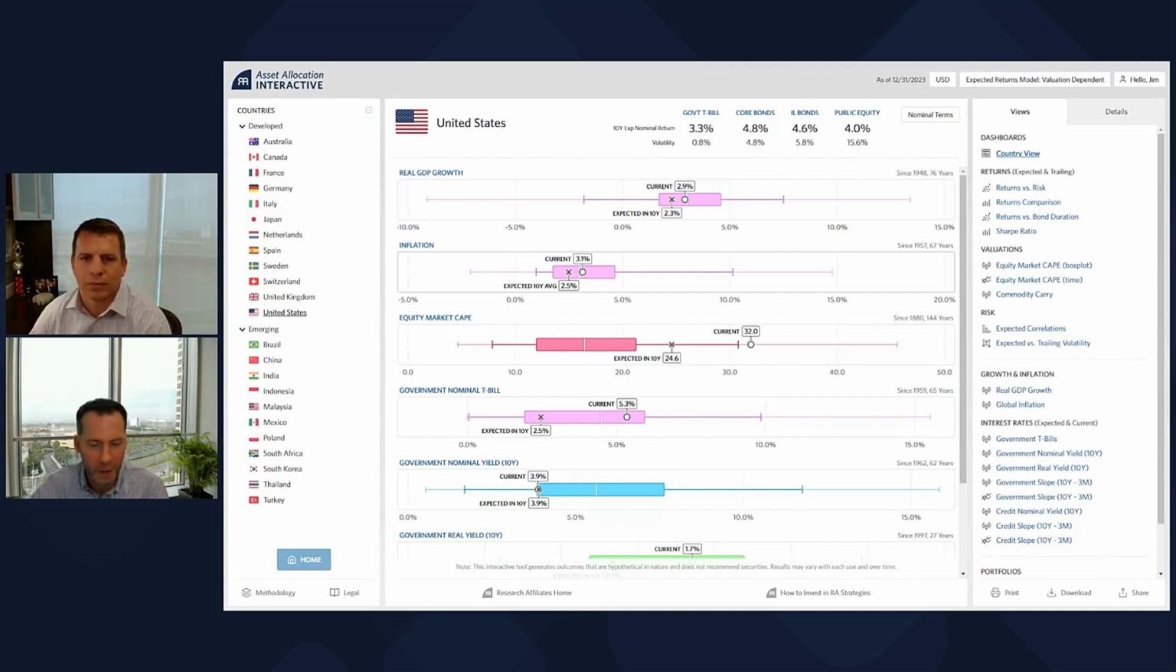For all the gory details of how we do this, we actually do publish a methodology document that walks through all the details and all the models. And for anyone that wants the real nuance beyond what I just explained, feel free to check that out.